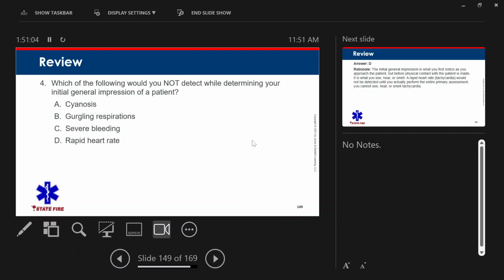Which of the following would you not detect while determining your initial general impression? Why would you not have found D in a general impression? You don't touch them. General impression is a non-touch assessment.